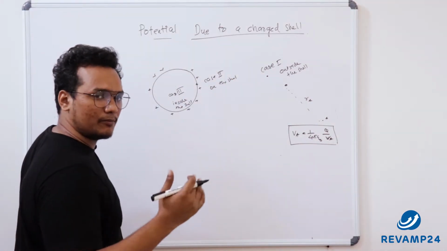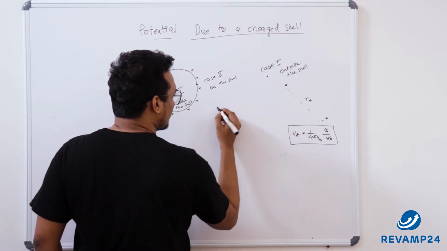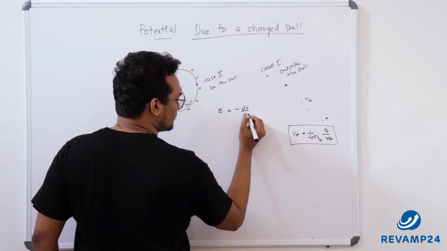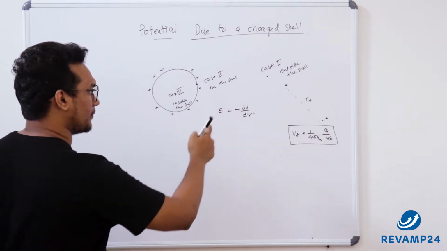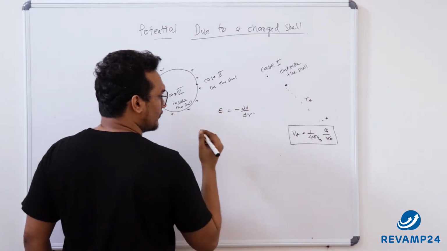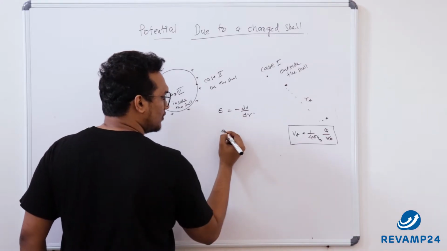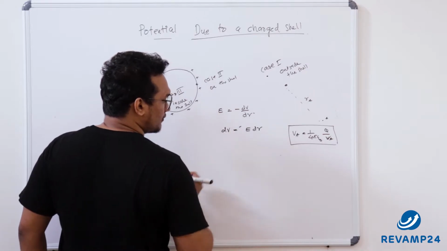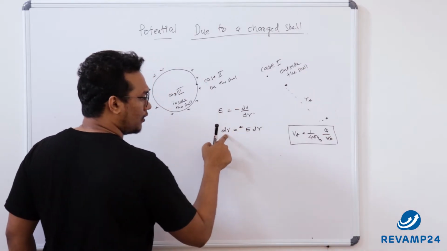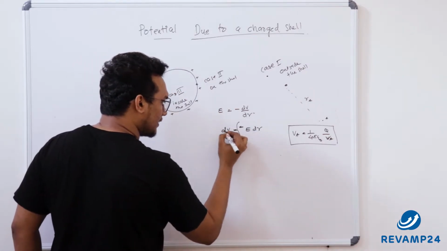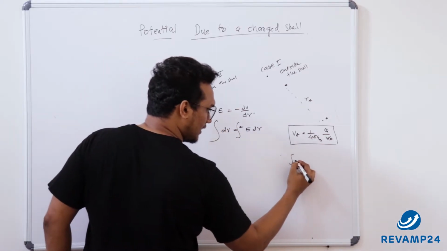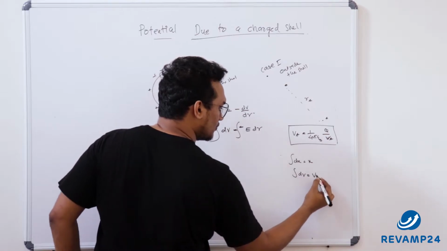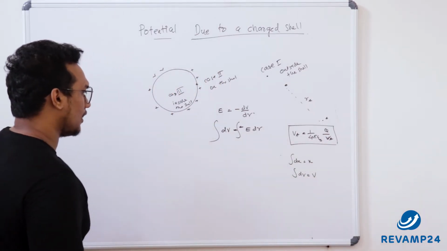We know the very important equation, that is E is equal to minus dV by dr. So from here we can get the value of V. How will we get it? dV is equal to minus E into dr. Now how can we get the value of V? Integrate it. Integral dx is x. Similarly, integral dV will be equal to V itself.